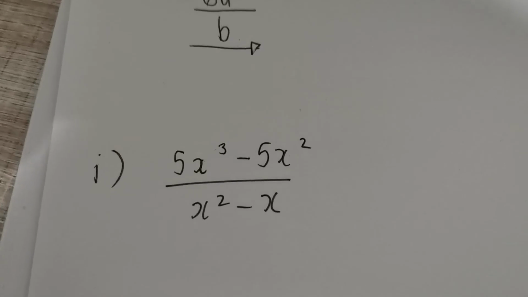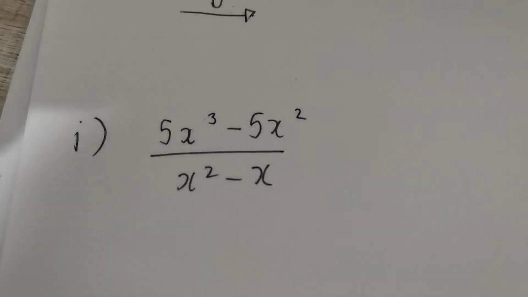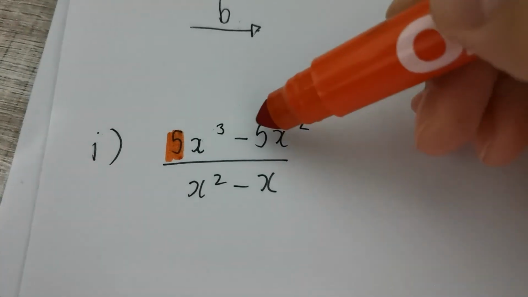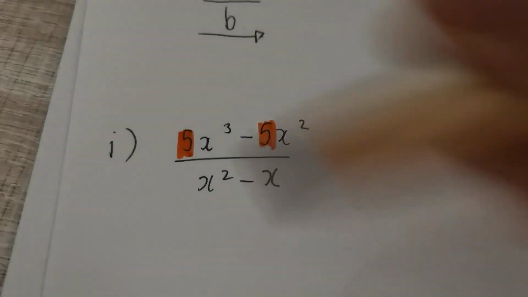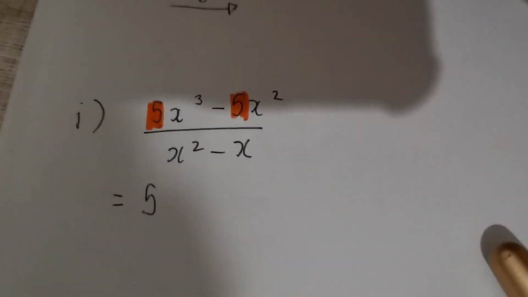Okay, next question. All right, in the top, so when you look at these questions, look at the top separate, look at the bottom separate, okay? Can you see 5 can come out? 5 can come out. Let's take it out. Okay, from the numbers, let me use a different color for you.